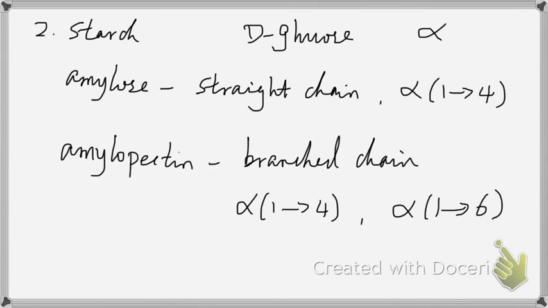Amylose has the alpha-1,4 linkage only, so it has a straight chain. Amylopectin has a branched chain. It has not only alpha-1,4, but also alpha-1,6 linkage. So alpha-1,4 will make a straight chain, and alpha-1,6 will make a branch out of the straight chain.